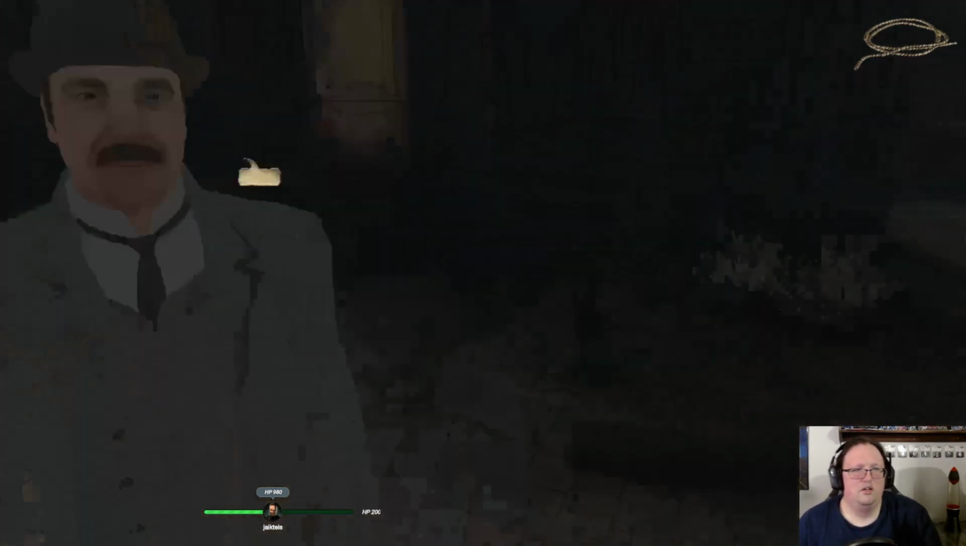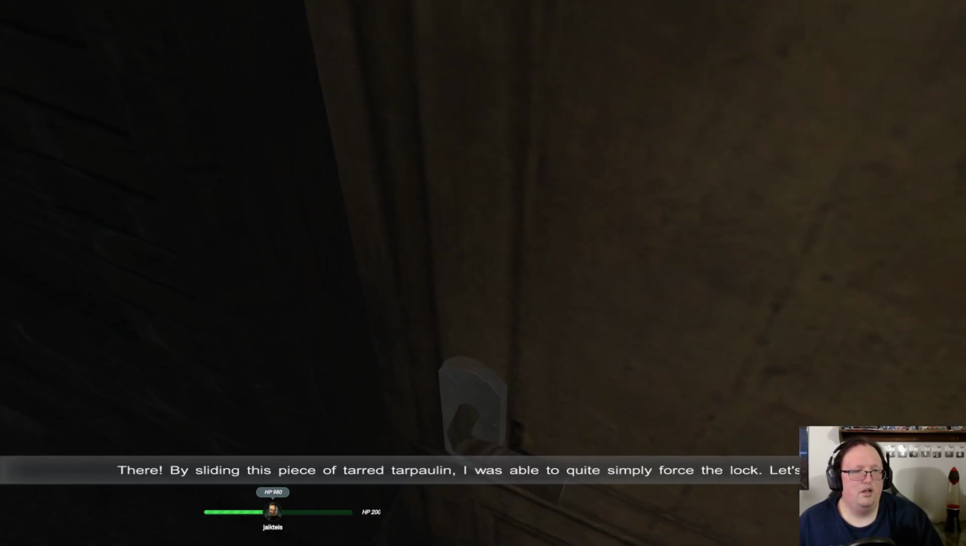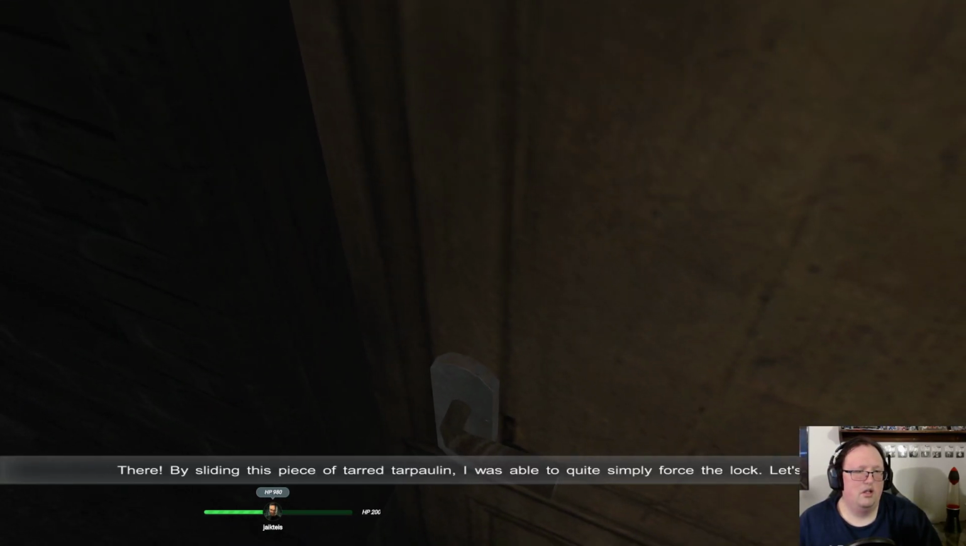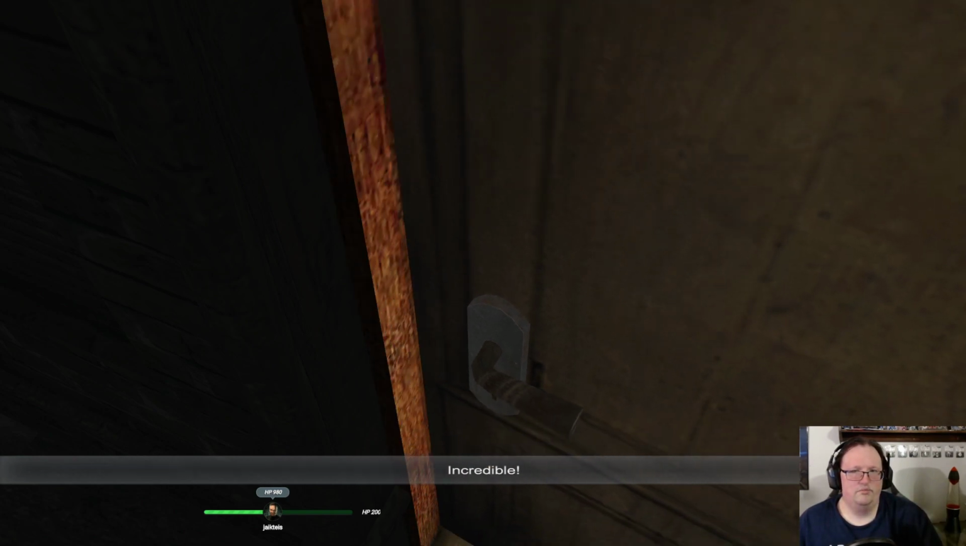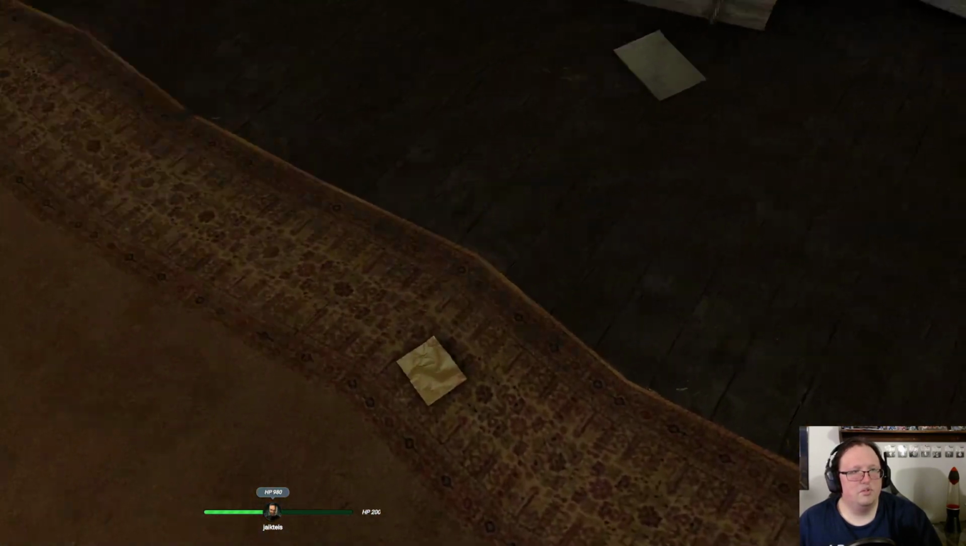Really? Use the tarpaulin. Alright. There, by sliding this piece of tarred tarpaulin, I was able to quite simply force the lock. Let's go in. Incredible. Yeah. Incredible indeed.